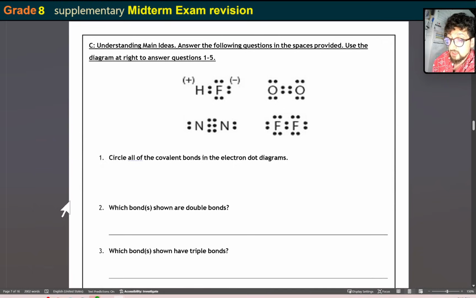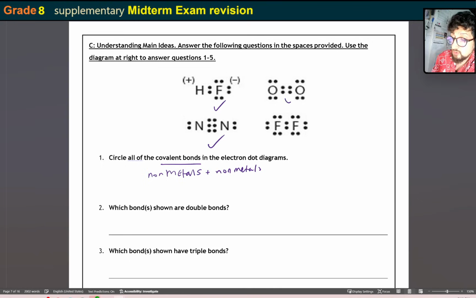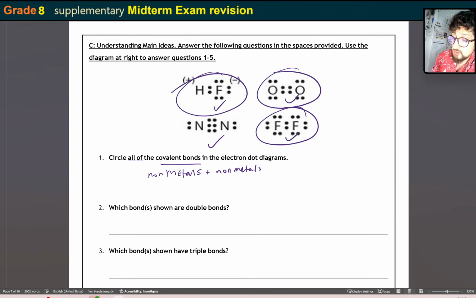Okay, let's keep going. Understanding main ideas. Answer the following questions in the space provided. Use the diagram at the right to answer questions 1 to 5. Circle all the covalent bonds in the electron dot diagram. So covalent bonds are bonds between nonmetals and nonmetals. So in fact, they're all covalent bonds, because they're all nonmetals.